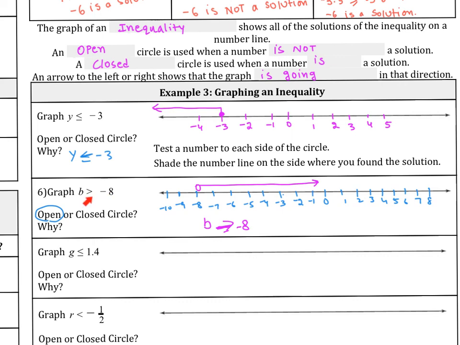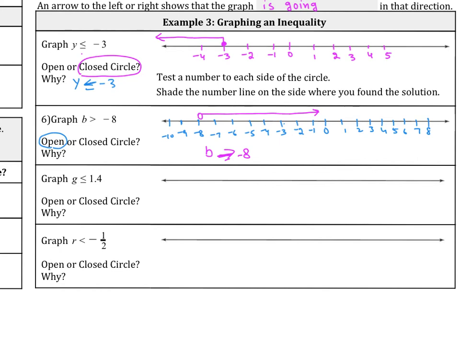If it had a line underneath, then I should have a closed circle. So if b is just greater than or just less than, then we're going to use an open circle. So again, for the top question, it was a closed circle because it has a line underneath. This one is an open circle because it doesn't have a line underneath. Now you're going to try the bottom two questions and we'll go over them.